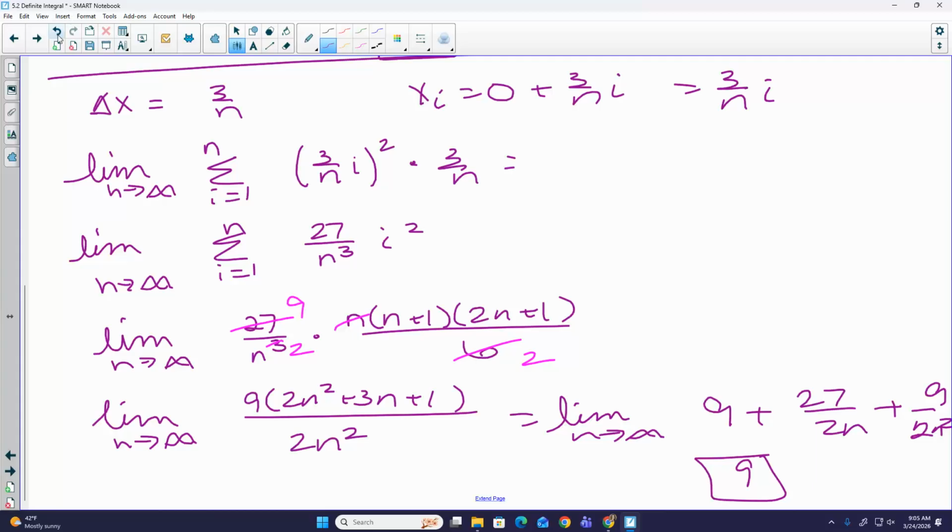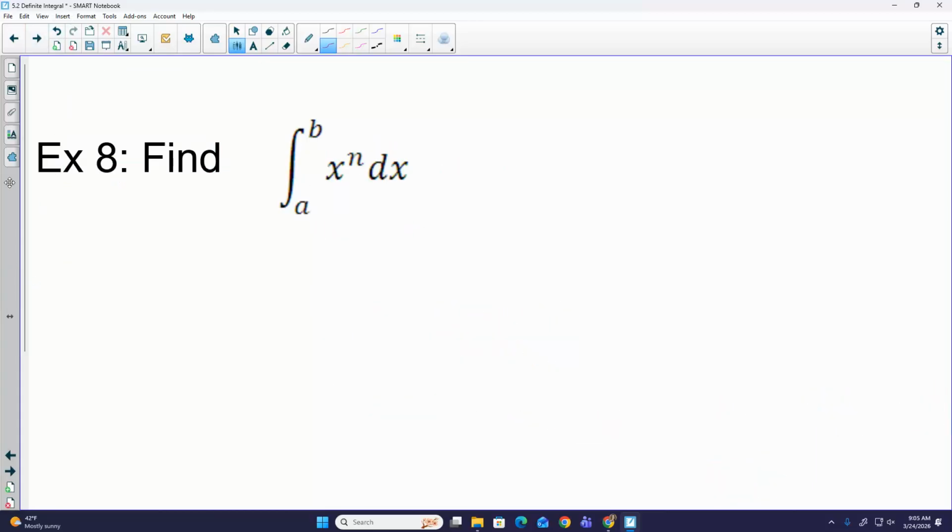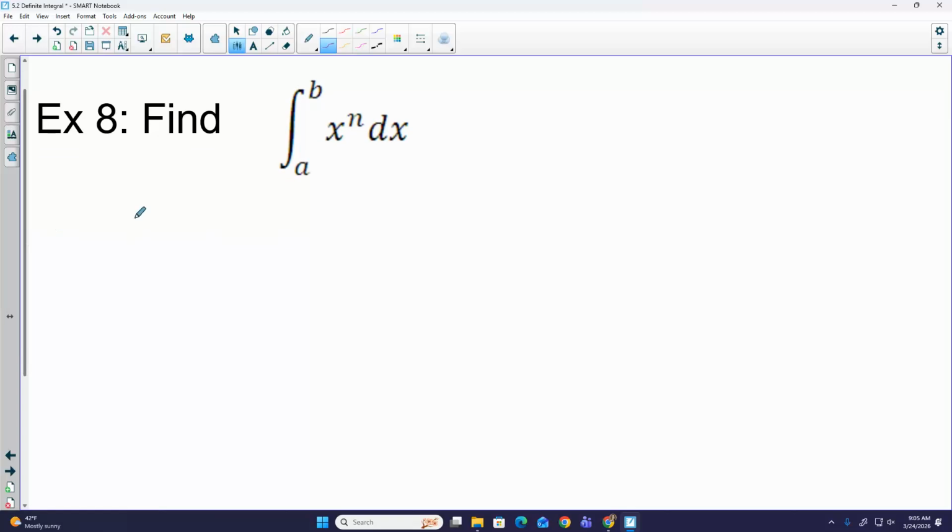Okay, so now we have this shortcut. So if I ask you to find this one, I have a lot of variables here, so I'm not going to get just a number answer. But we have to do the antiderivative of this x to the n. We know the antiderivative adds 1 to the exponent. So what has to go in front of this?